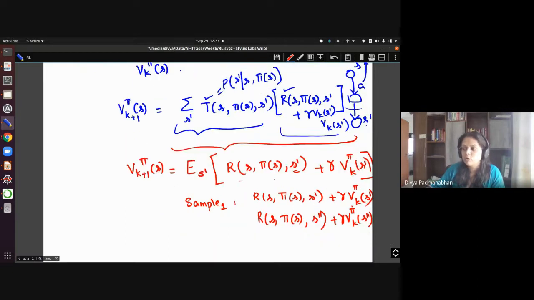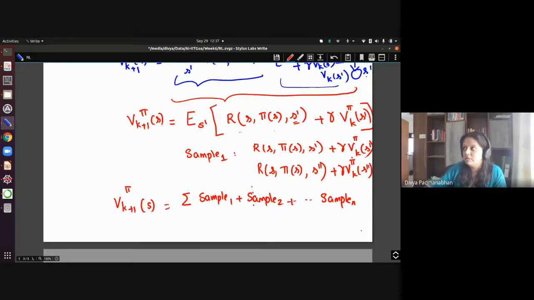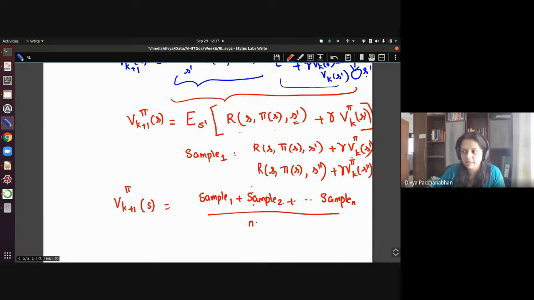Okay, and you can keep using many samples like this. Now for vk plus 1 pi, since you have this expectation, what you can do is use these samples. So this is just sample 1 plus sample 2, and so on up to sample n. So if you had some n samples, there is no summation here, right? Sample 1 plus sample 2 plus so on, divided by n. All these samples are basically what you have when you started off at S.